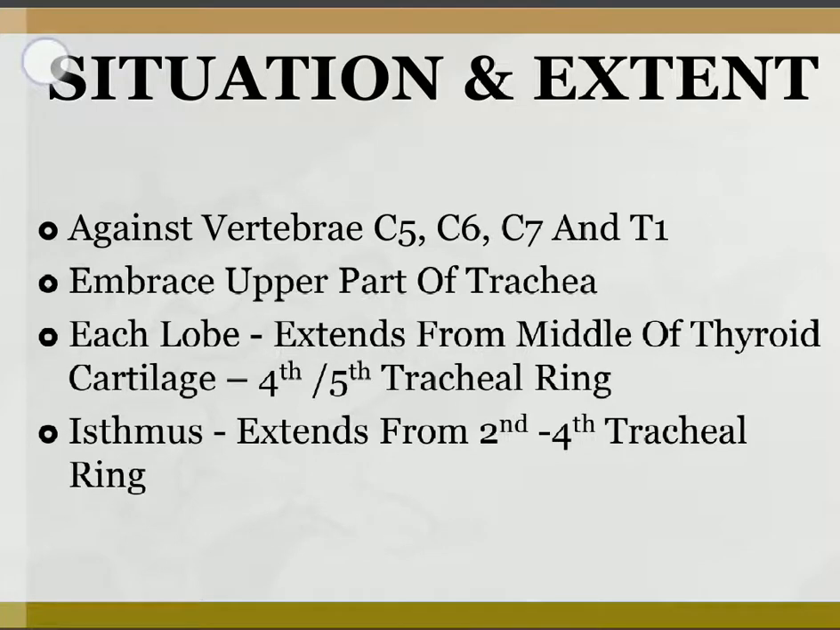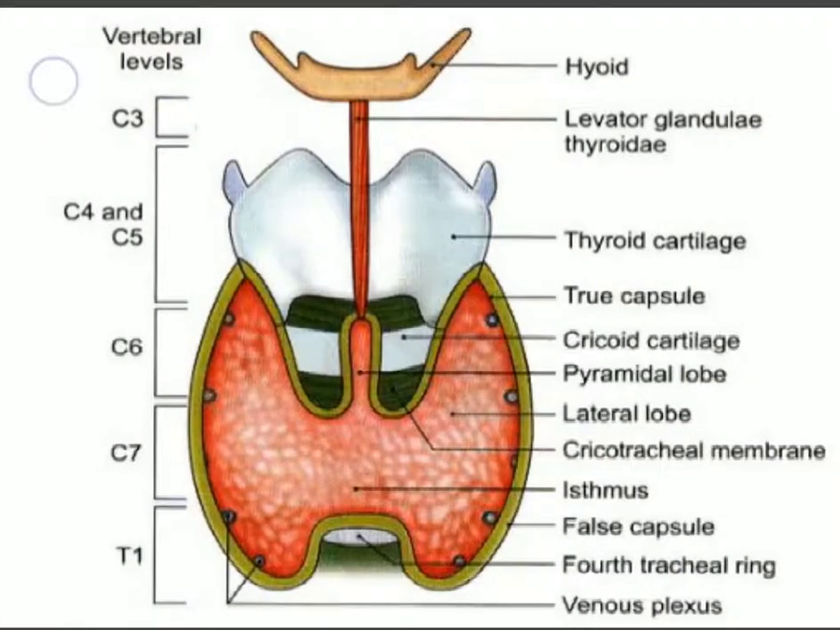Location and extent of the thyroid gland, you can see here in this figure. The thyroid gland extends from the vertebral level C5 to T1. That is C5, C6, C7 and T1. That is the extent of the thyroid gland. It embraces the upper part of the trachea. In this figure, this is the thyroid cartilage. This is the cricoid cartilage. And behind this gland are the tracheal rings.